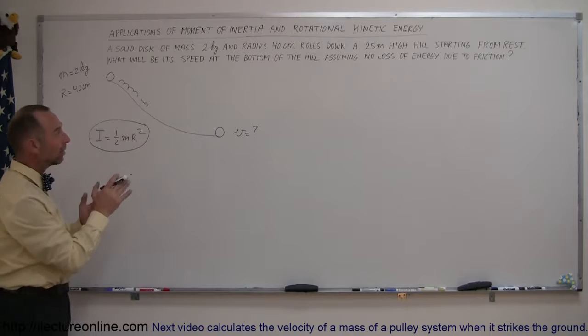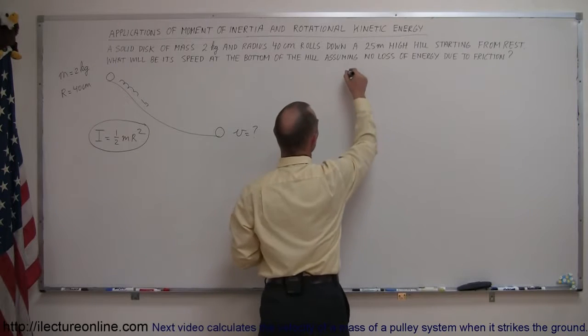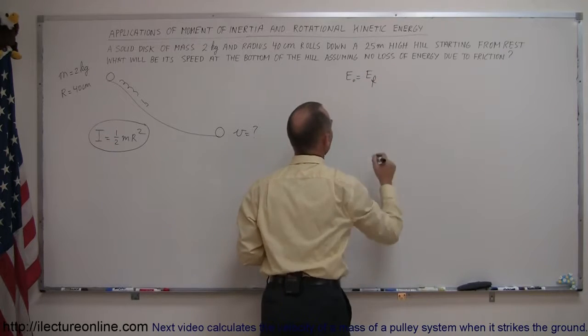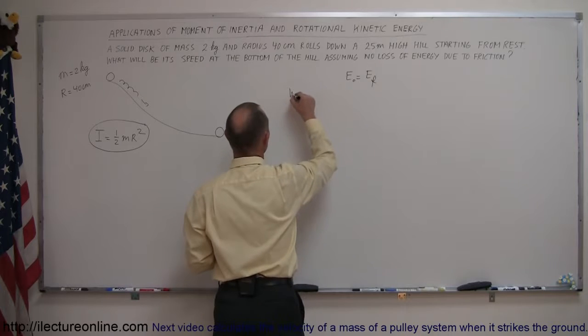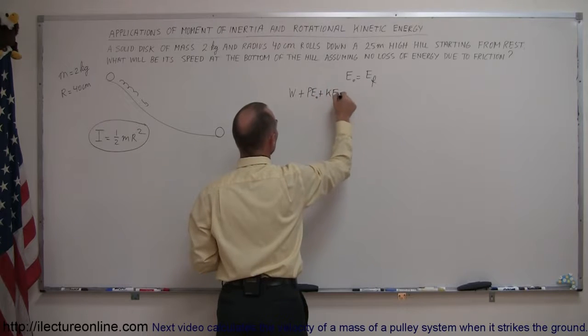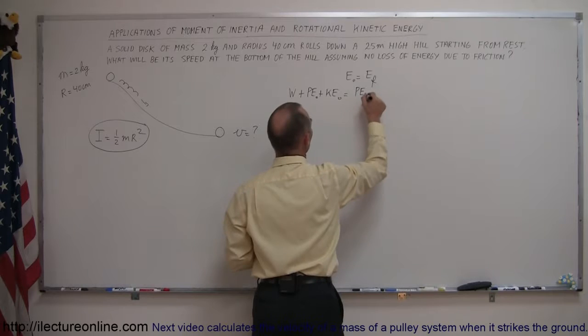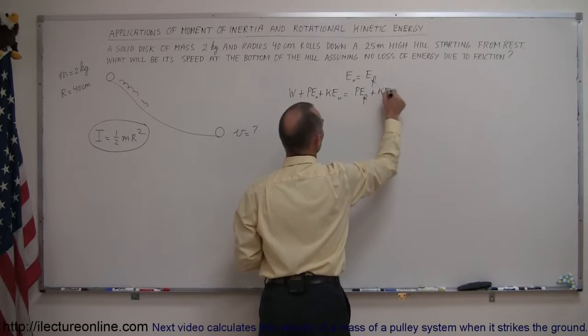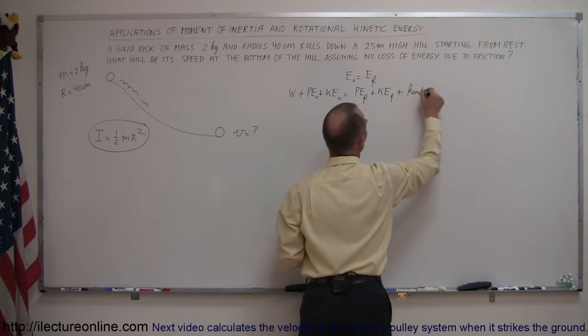And now we're going to use the energy equation to solve the problem. So we can say that energy initial equals energy final. And of course, if we want to take everything into account, we can say that any work input into the system plus any potential energy initial plus any kinetic energy initial will be equal to potential energy final plus kinetic energy final plus any heat lost due to friction.